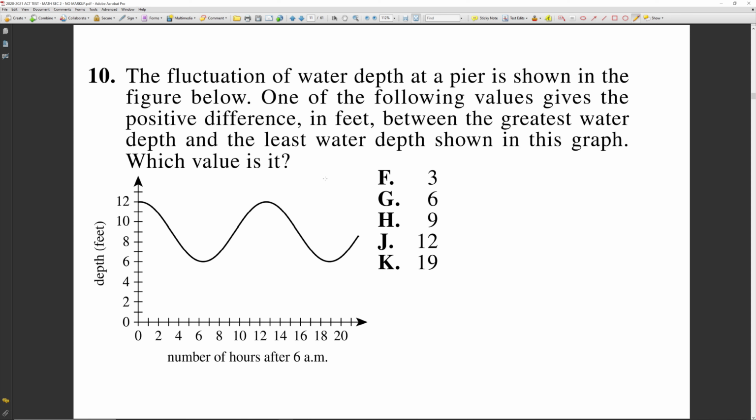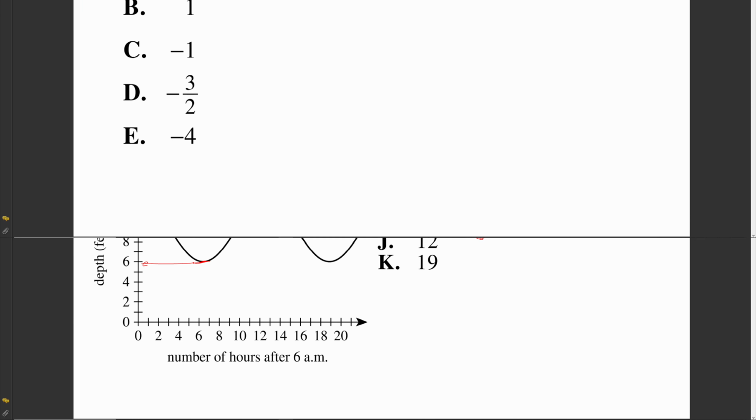Which value is it? Alright, so this looks like it's a 10-second problem. So this really is 12, which is high, minus 6, which is low. The answer is 6. Answer is G. Command and conquer. Number 11.